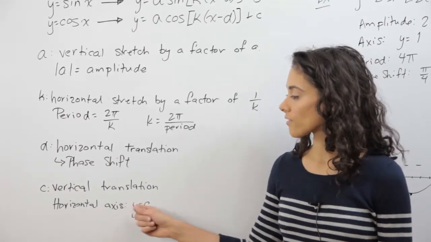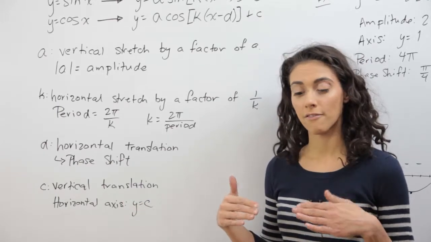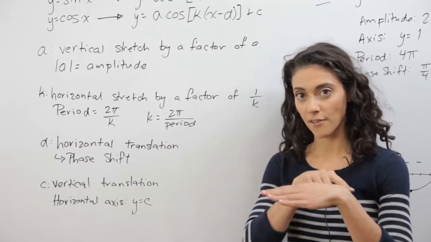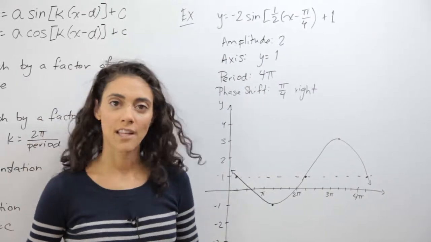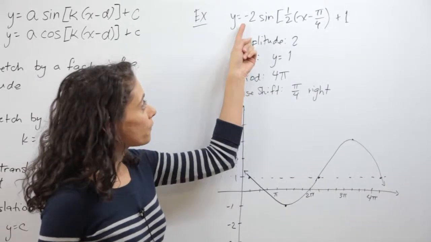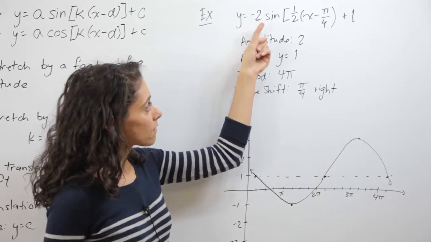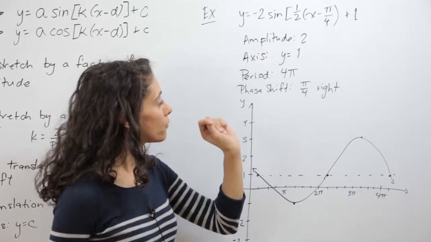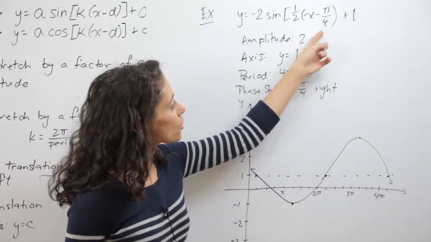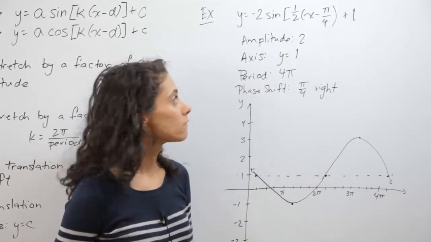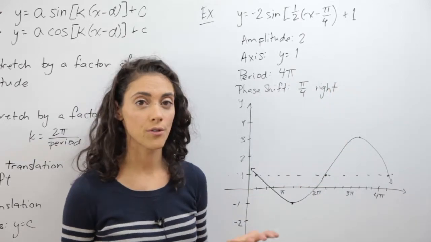It lets us know the horizontal axis, or the middle of our graph, and how high our waves are going to go from the center. I've graphed an example here. Looking at this equation, I've taken the base sine graph, reflected it across the x-axis, vertically stretched it by a factor of 2, horizontally stretched it by a factor of 2, shifted it pi over 4 units to the right, and finally shifted it 1 unit up.